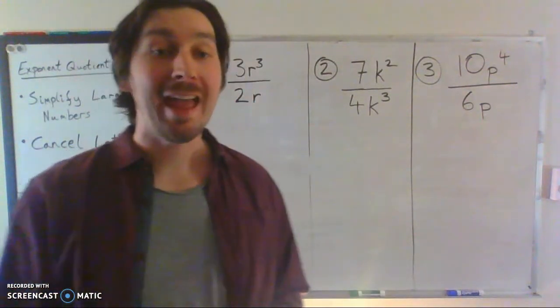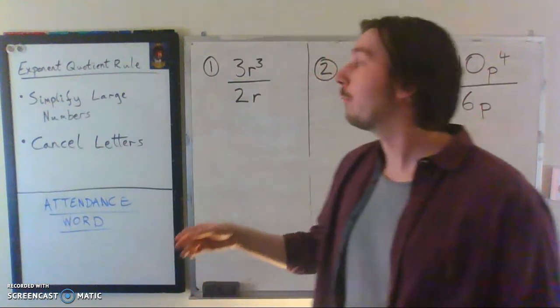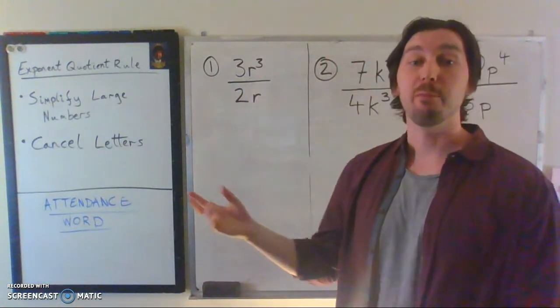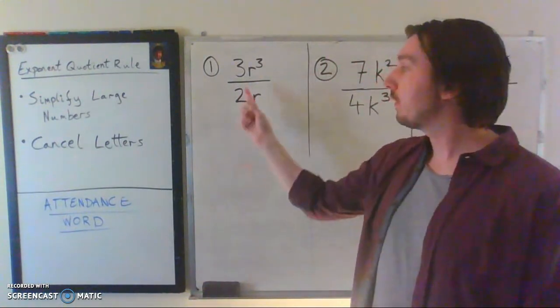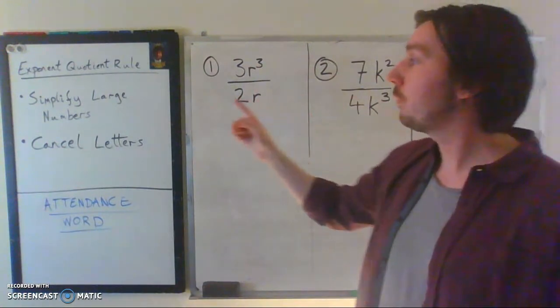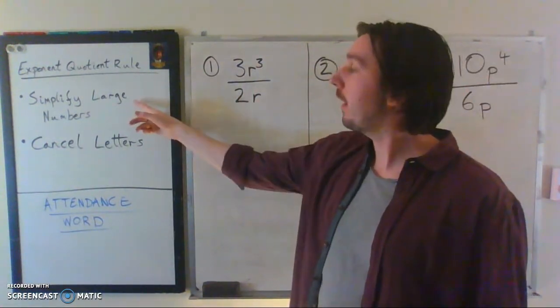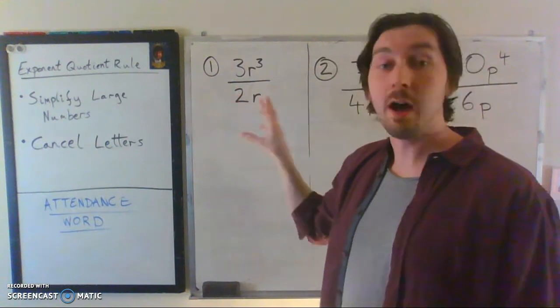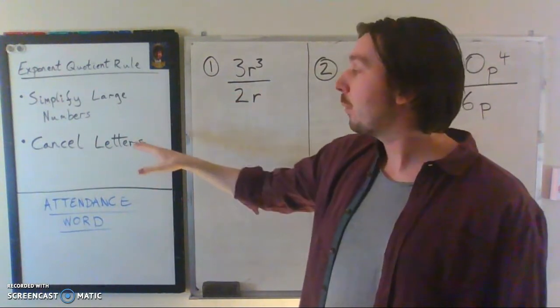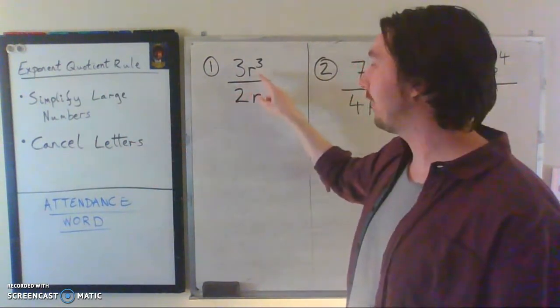We're still doing exponent rules, so we're working with powers still. Instead of multiplying this week, we're going to divide them. There's two steps to this. We simplify the large numbers, which we can't always do, and then we cancel out the letters.